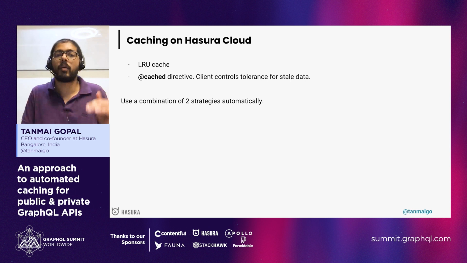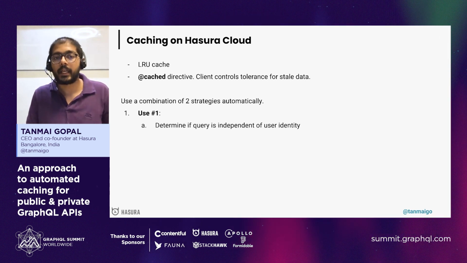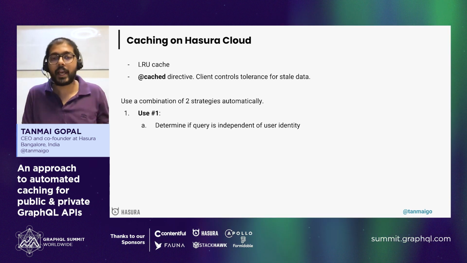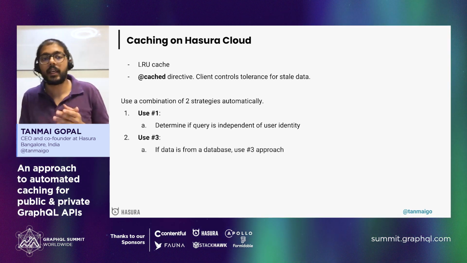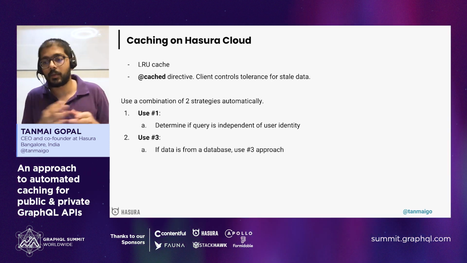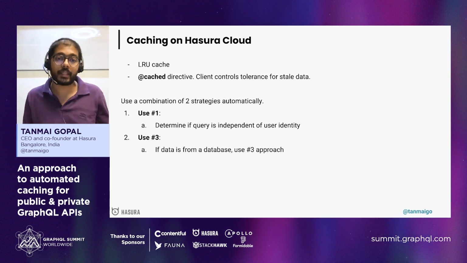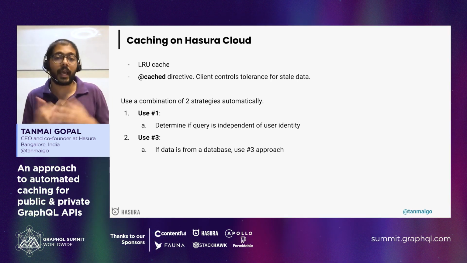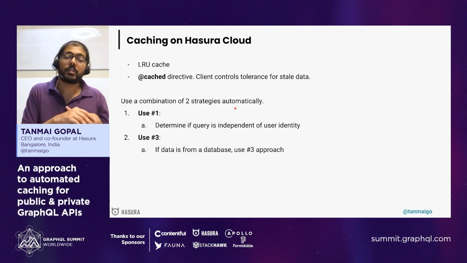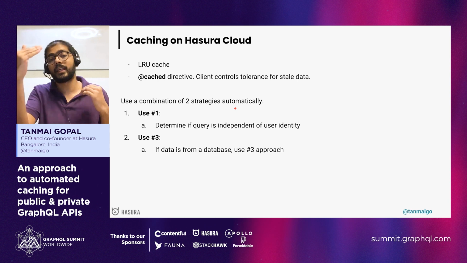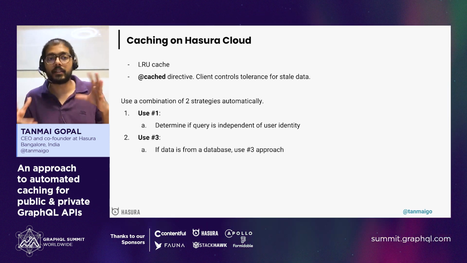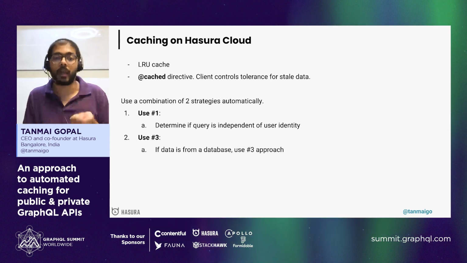And Hasura Cloud then uses a combination of that first strategy of knowing that, if the query is independent of the user identity, it can just load that from a cache. And if it is dependent on the user identity and the data is coming in from a database, Hasura Cloud can determine what that unique group is and whether there is a unique group across these queries, and then use that group as a cache key, right? And all of this happens because while you're using Hasura, you're able to represent all of these data fetching authorization rules declaratively, and that is the reason why this automation can be unlocked.